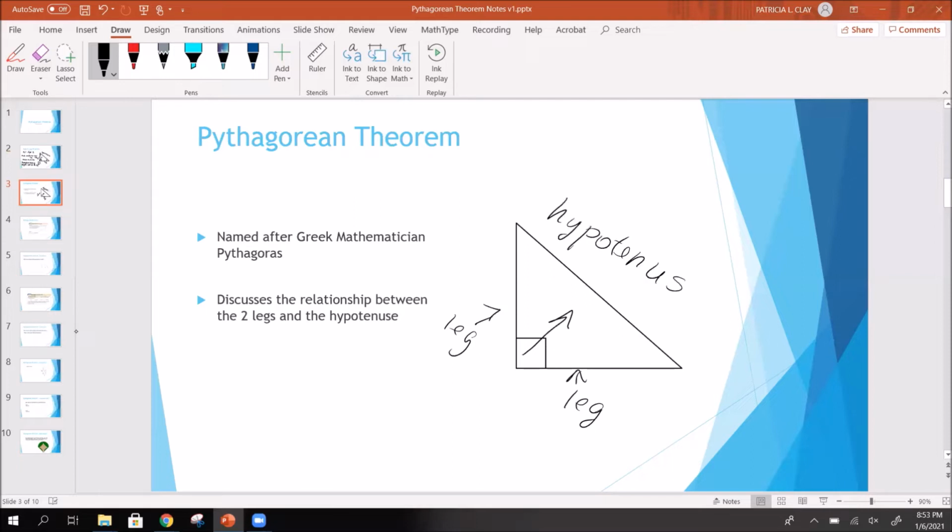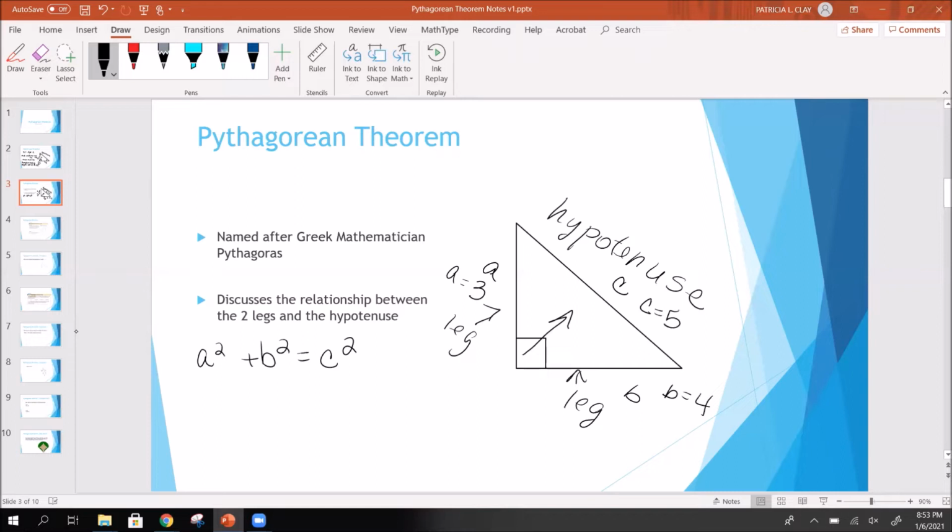He developed a formula. So we're going to name this side A, this side B, and this side C. The formula states that A squared plus B squared is equal to C squared. So let's plug in some values for our letters. Let's do A is equal to 3. Let's put B over here, it's equal to 4. And we're going to put C is equal to 5.